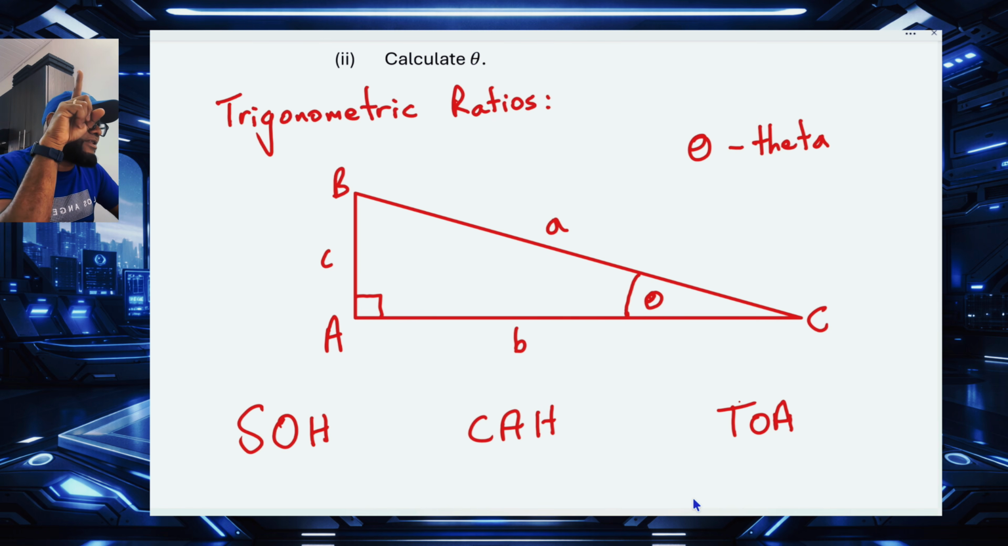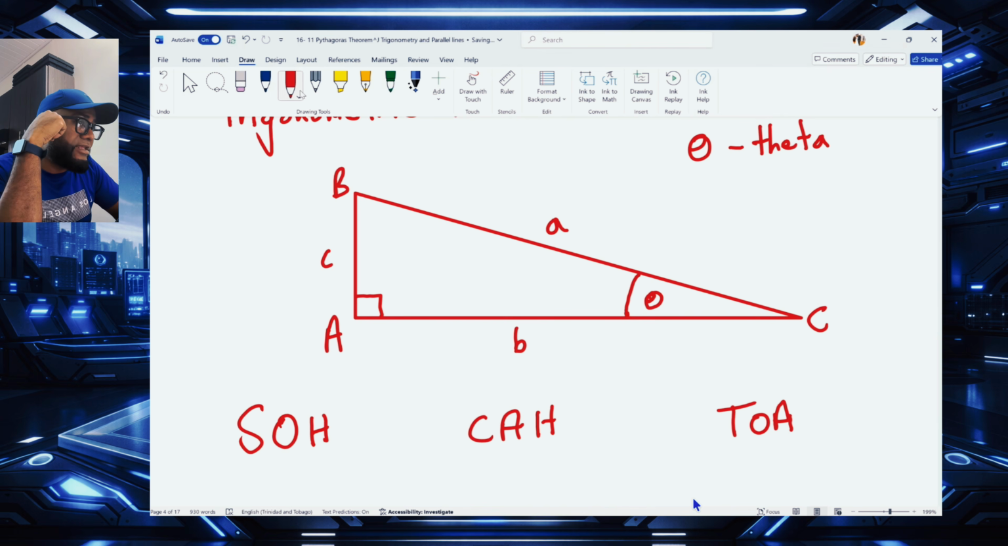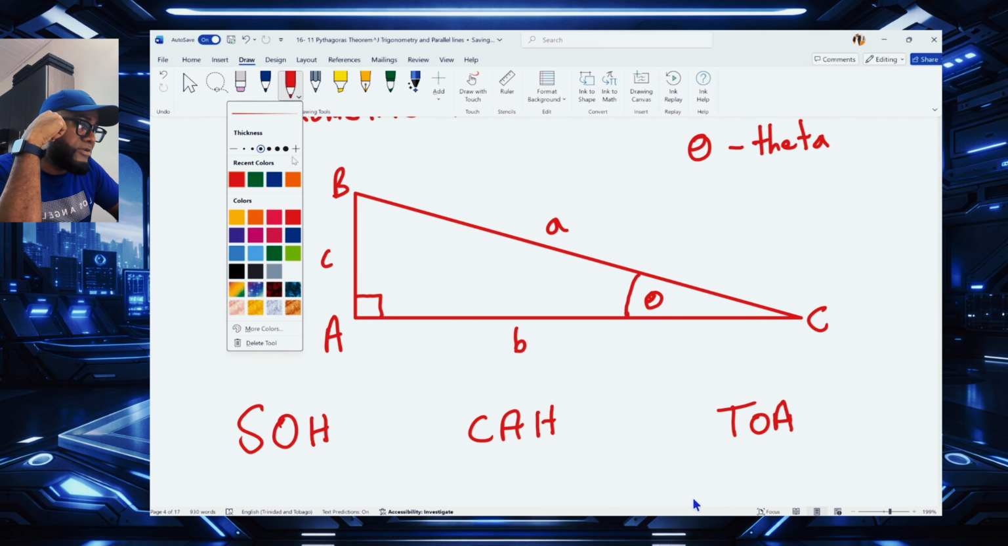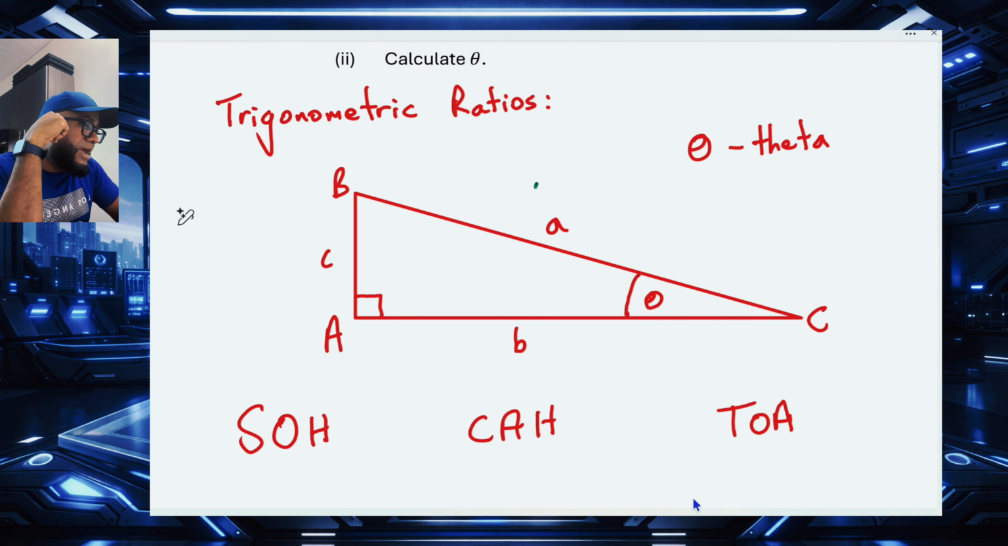So before I even jump into SOH CAH TOA, let's see if we could identify some things here. And y'all told me that this length here is my hypotenuse, right? Let me use a different color. Here is my hypotenuse. Everybody agrees? Yeah. Right? Now, with respect to theta, which side here would be my opposite side?